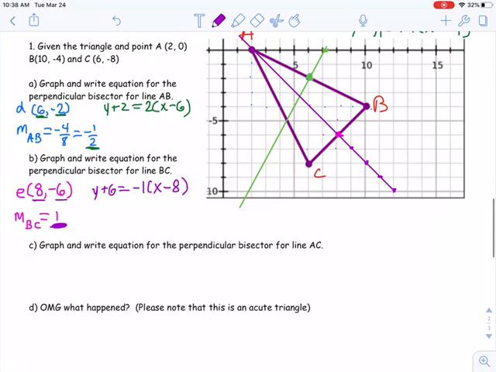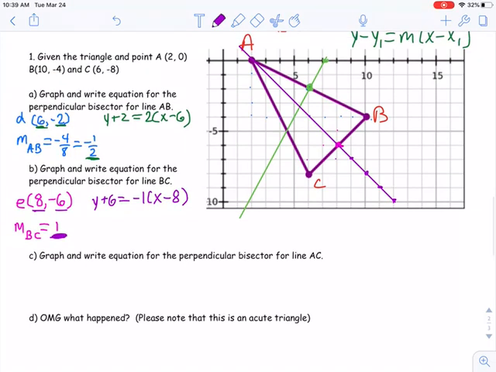And we're going to do this one more time. We're going to graph and write the equation for the perpendicular bisector of AC. Alright? So what's the midpoint of AC? It's right there. I'm going to call that point F, which is at (4, -4). And what's the slope of AC? Alright, well, it's down 4 over 2. So it's -4 over 2, or just -2.